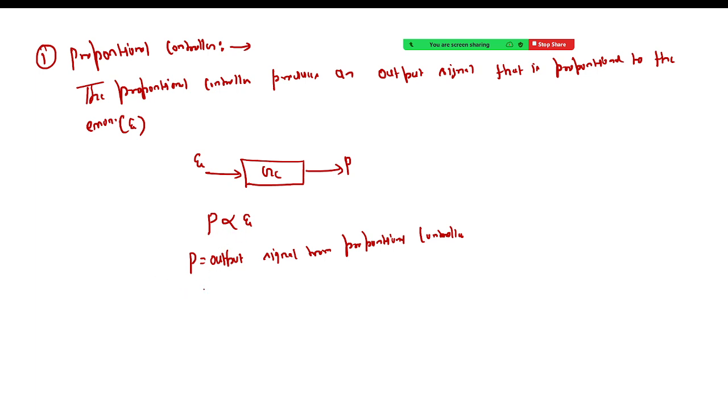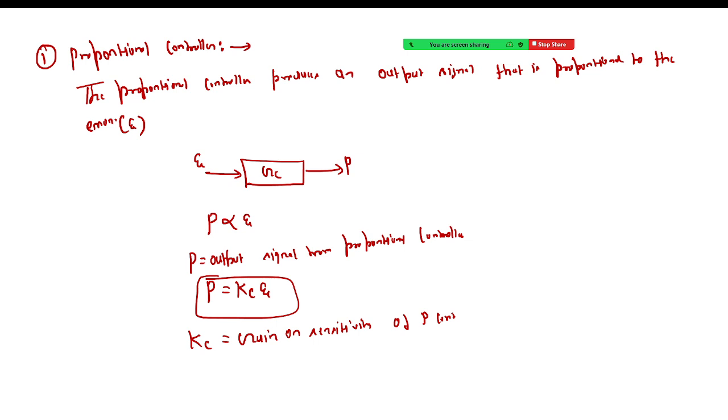Once I remove the proportionality sign and introduce the proportionality constant, P will be Kc into E. Here Kc is equal to the gain or sensitivity of the proportional controller. And what is error? E is called the error, that is set point minus measured value. And what is this measured value?